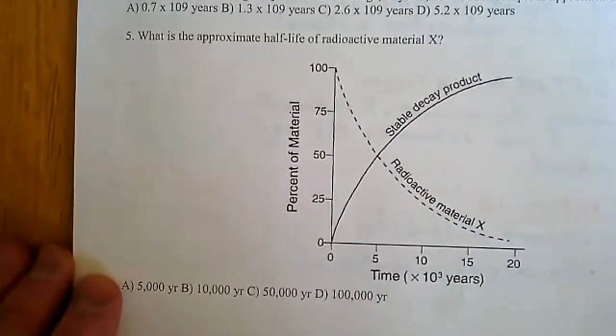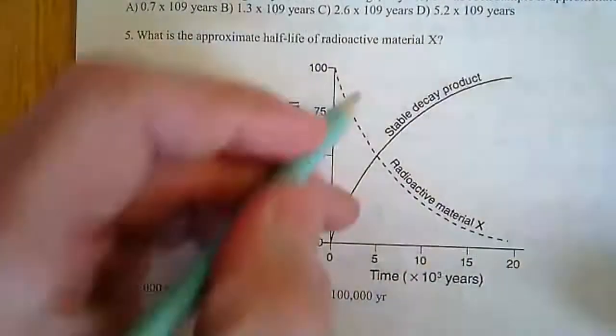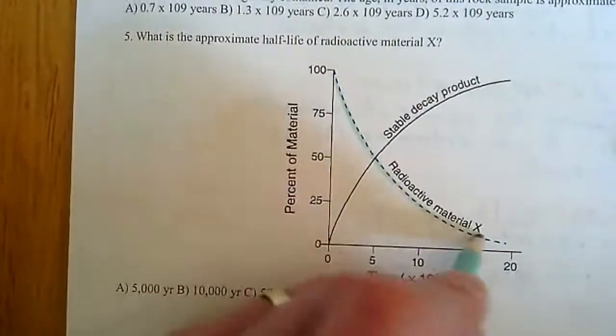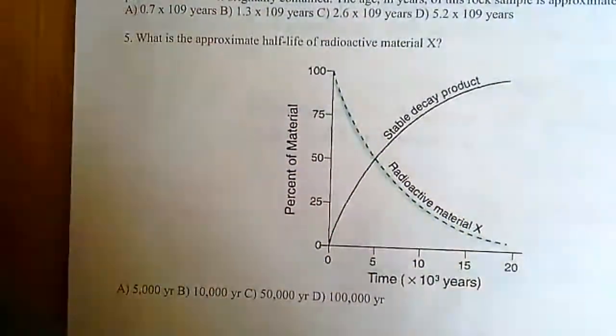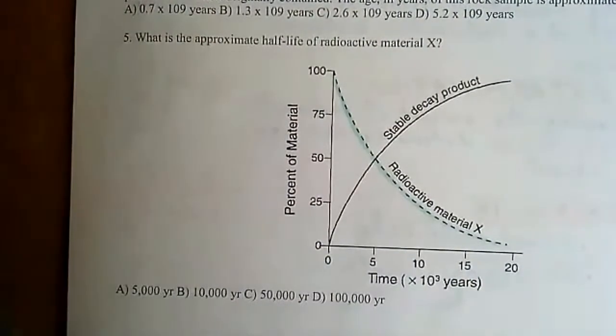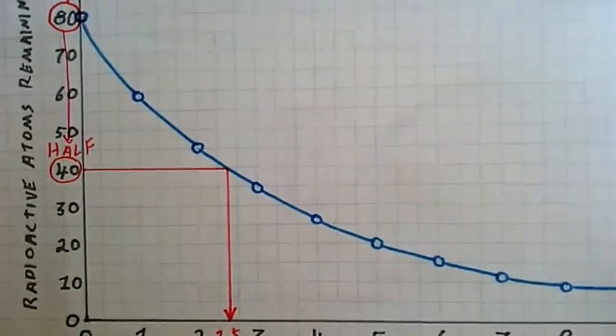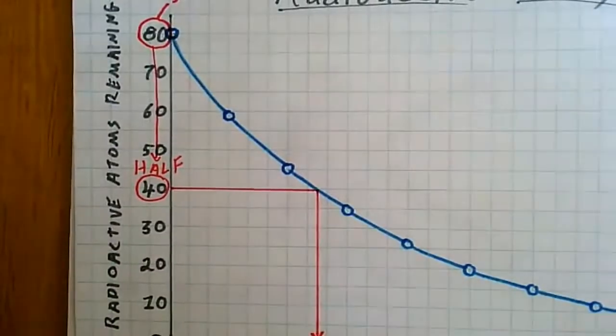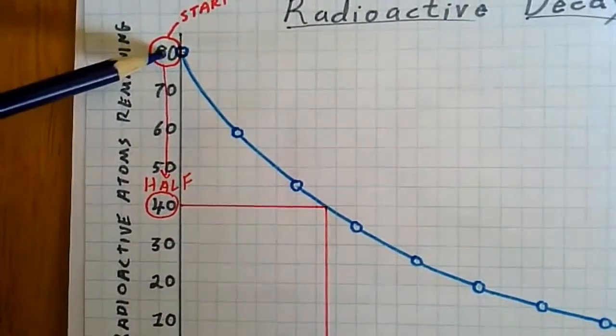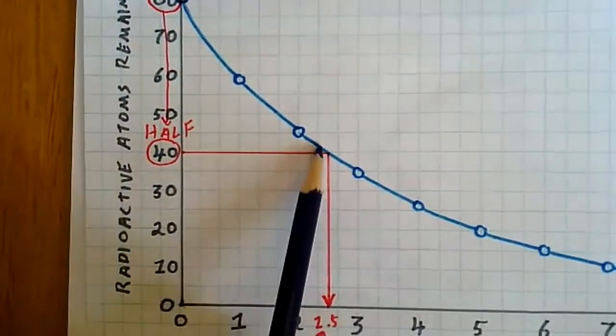What is the approximate half-life of radioactive material X? So radioactive material X is this stuff right here. So I'm going to trace that line. Radioactive material X right there. And they want to know what the half-life is. If you remember from the video, I told you how to calculate it from the lab activity about radioactive decay. It shows you how to get the half-life of something. So if you've got a graph of radioactive decay, you just take half of what you started with. In this case, I started with 80 radioactive atoms. Half of that is 40. So I'll go from 40 over to the line and then down.